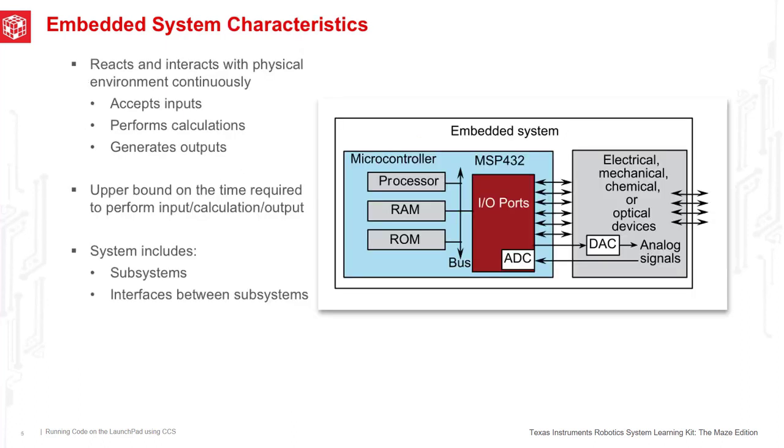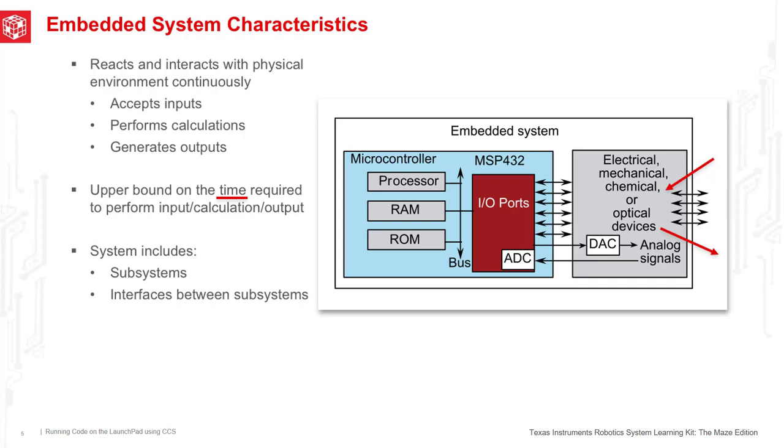Okay, how do we classify or characterize an embedded system? It reacts and interacts with its physical environment. So we can have inputs, we can make decisions, we can have outputs. Time will be a critical parameter for embedded systems, because not only do we need to get the right answer, we need to get the right answer at the right time. And this time requirement very often exists in an embedded system.